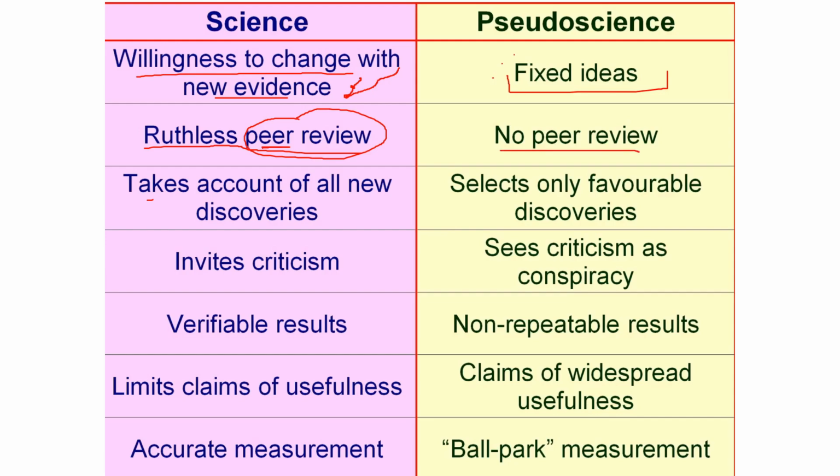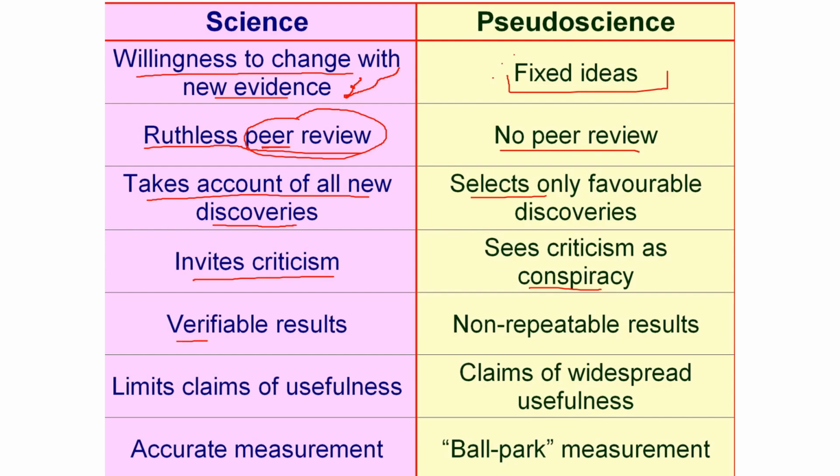Next, science takes into account all new discoveries. Again, it invites new discoveries. It wants to hear different new discoveries, and pseudoscience only selects favorable discoveries which go together with the fixed idea. Science invites criticism. It means scientists who did research want to hear feedback, they want to hear criticism from other scientists. And pseudoscience sees criticism as conspiracy.